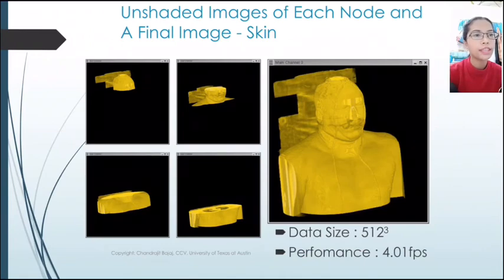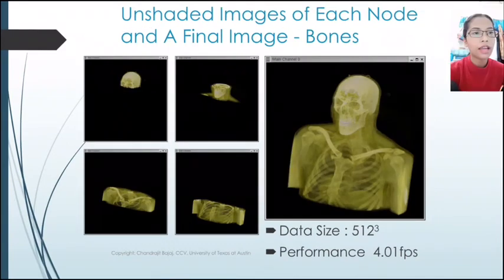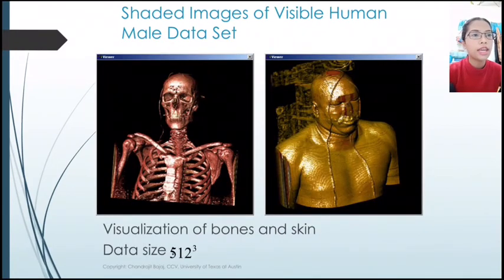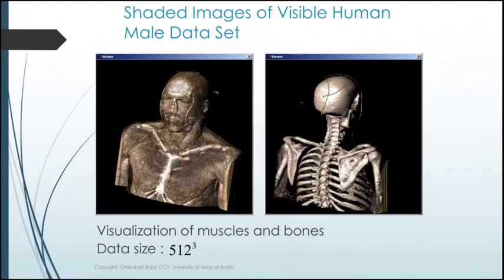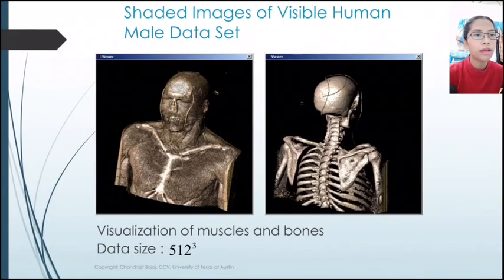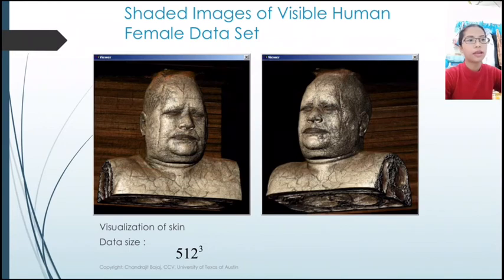These are the unshaded images of each node and a final image, skin. Unshaded images of each node and a final image, which is bones. These are the shaded images of the Visible Human male data set. This is a visualization of bones and skin. Shaded images of the Visible Human male data set. This is a visualization of muscles and bones. Images of the Visible Human female data set. This is a visualization of skin.